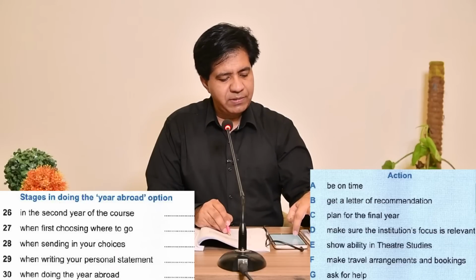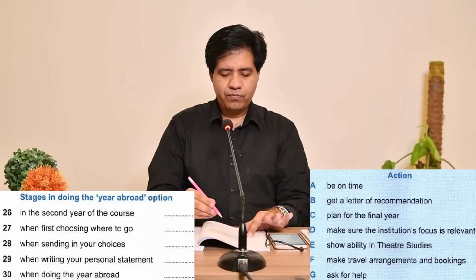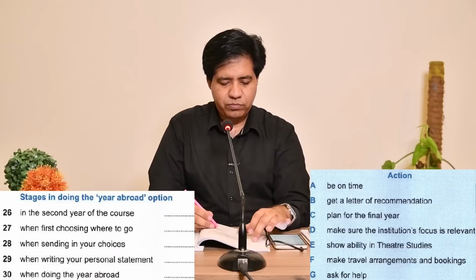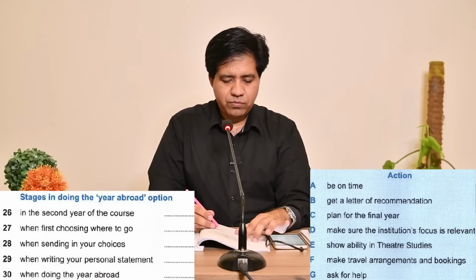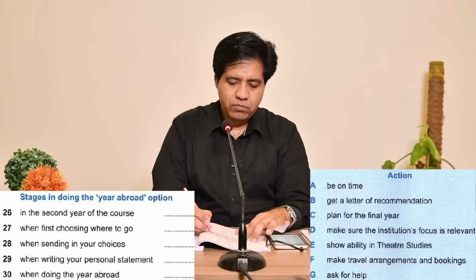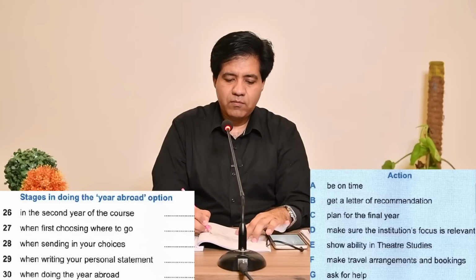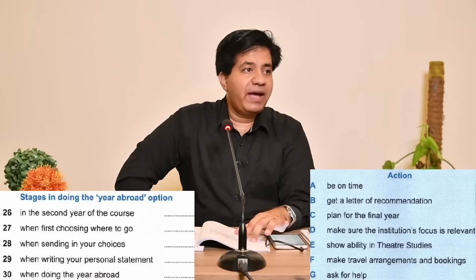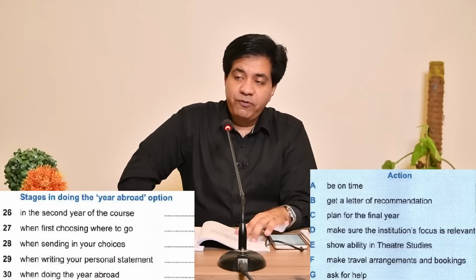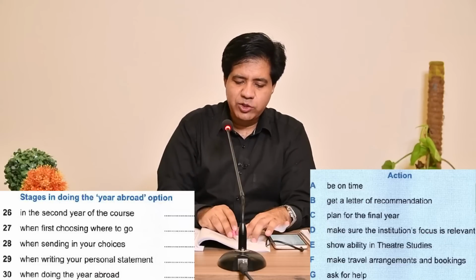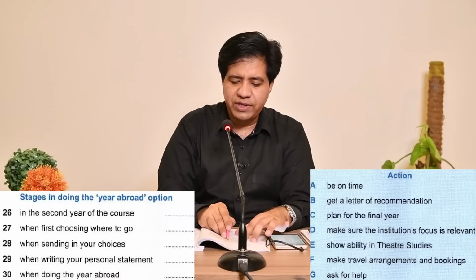Question number 27, please. So, how did you choose where to go? Well, I decided I wanted a program that would fit in with what I wanted to do after I graduate. So, I looked for a university with emphasis on acting rather than directing, for example. It depends on you. C is plan for the final year. No. I look for university, that's actually emphasizing and focusing. Yes, so make sure the institution's focus is relevant.